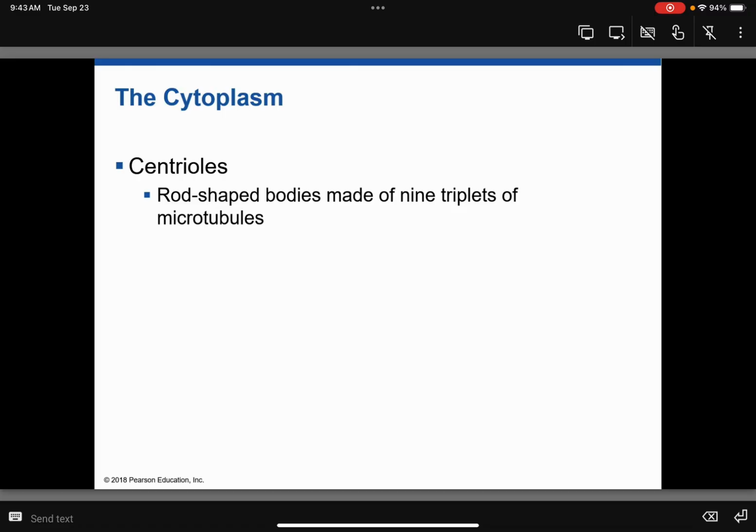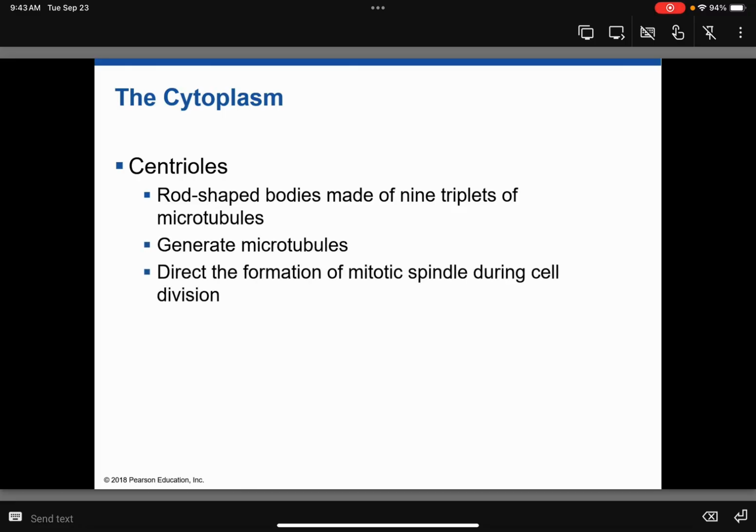Have we talked about centrioles before? I feel like we have, because it's part of the cell division process. So you may or may not remember this. They are rod-shaped bodies made of 9 triplets of microtubules. And they will generate microtubules. So they're made of microtubules, and they'll generate them in order to connect to the chromosomes during the cell division process.